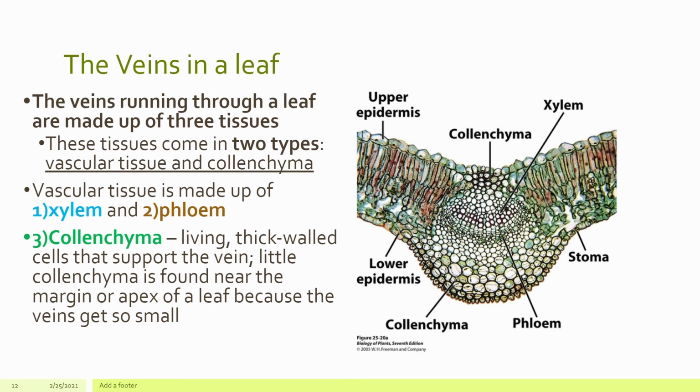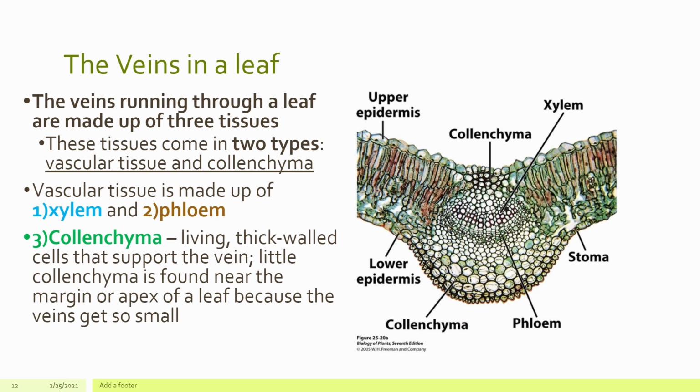Here we can see a cross-section of the veins in a leaf. Remember, the veins that run through a leaf were made up of certain types of tissue. We've talked about two of the three. We talked about xylem and phloem. We didn't talk about that which is not vascular tissue.